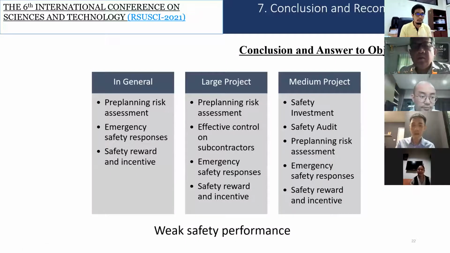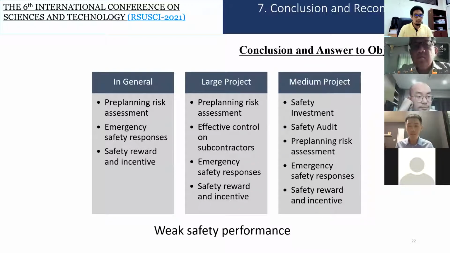So as for the conclusion, this is the weak performance that we found in safety in the construction projects. In general, we found that preventing risk, emergency safety response, and safety reward and incentive are weak performance areas. Also in a large project, the preventing risk, effective control on subcontractors, emergency safety response, and safety reward and incentive are weak. And in the median project, we have about 5 weak factors, such as safety investment, safety audit, preventing risk, emergency safety response, and safety reward and incentive.